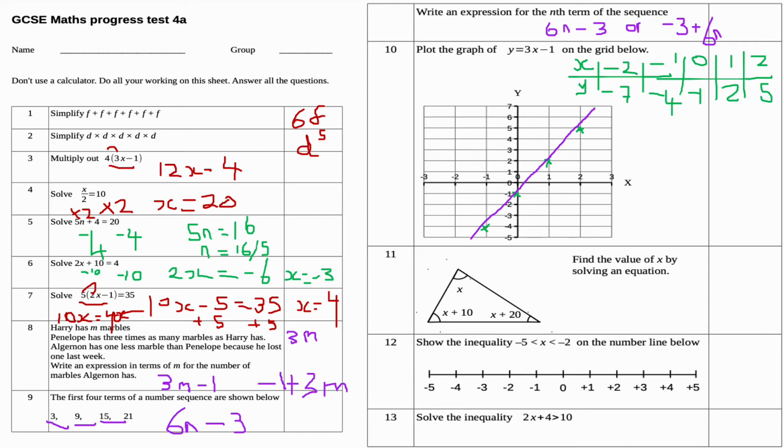Okay, this is question number 11. Find the value of x by solving the equation. Well, angles in a triangle add up to 180. So I'm going to have x plus 10 plus x plus 20 has to equal 180. So x plus x plus x is 3x. 10 plus 20 is equal to 30. I've got 3x plus 30. Subtracting 30 on both sides, I get 3x is equal to 150. Dividing both sides by 3, we get that x is equal to 50.